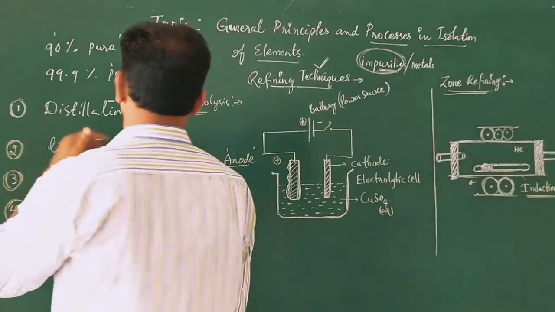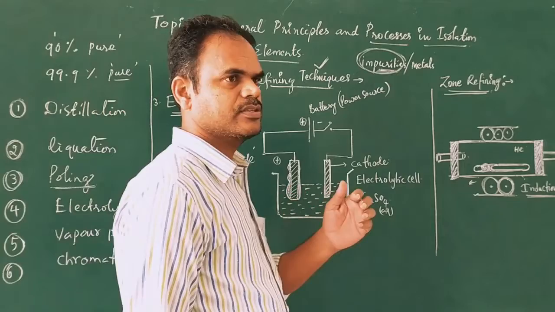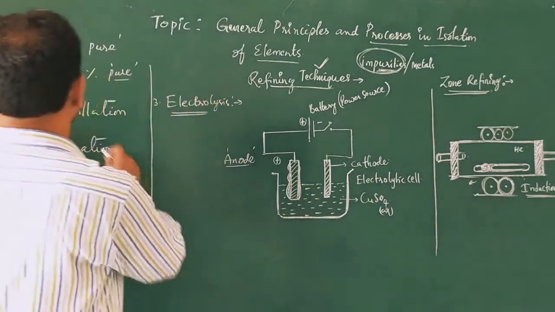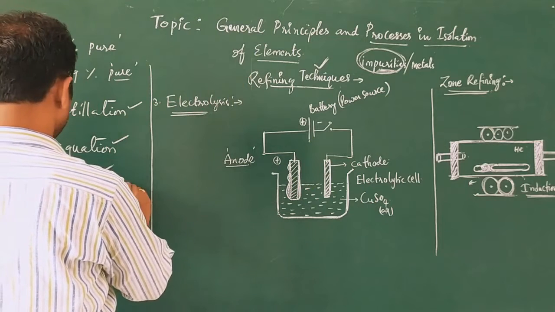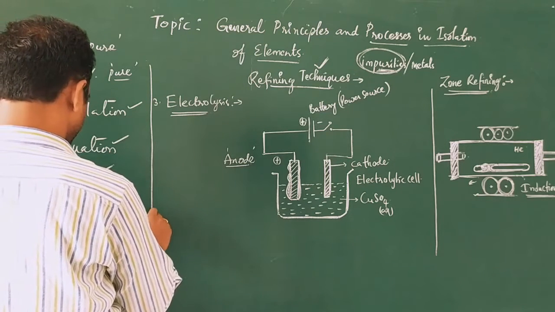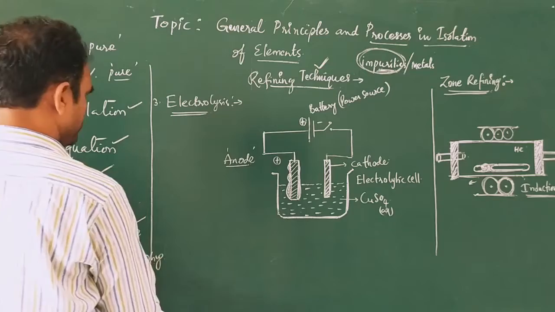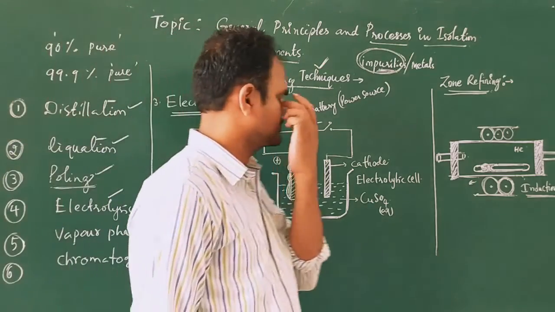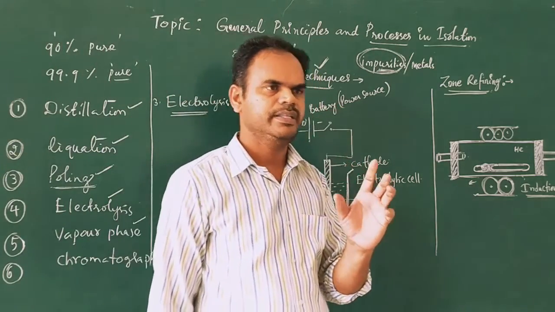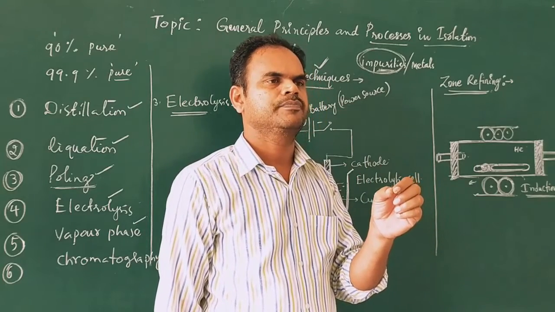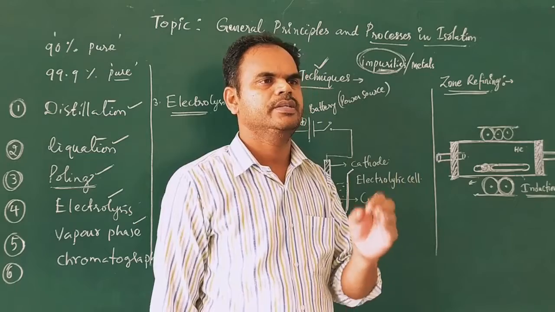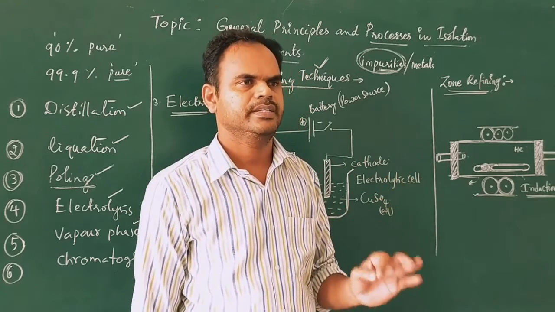Again I am repeating what the refining techniques are. Number one is distillation, number two liquation, number three polling, number four electrolysis, then vapor phase refining and chromatography techniques. By using these techniques, we can get 99.9% pure metal.